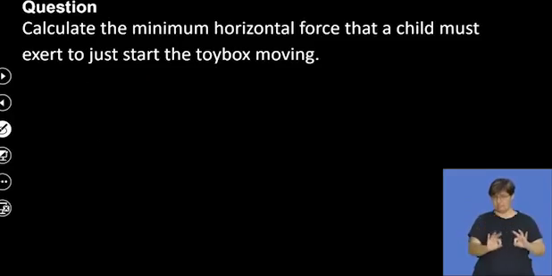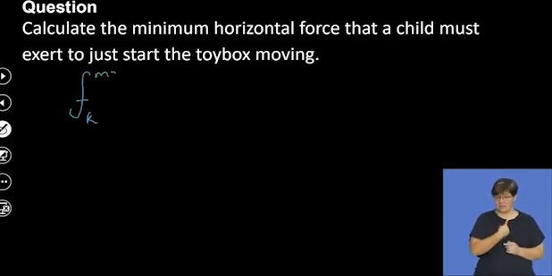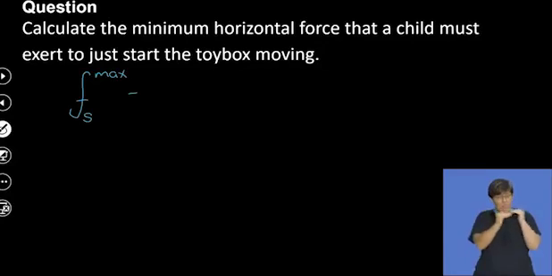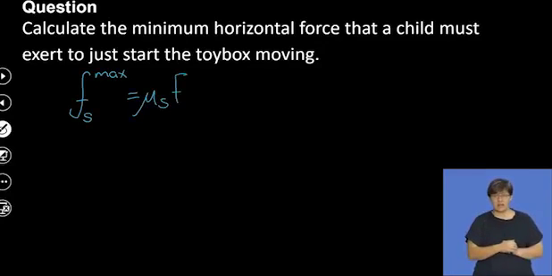Then they say, calculate the maximum horizontal force that a child must exert to just start the toy box moving. Just start moving, maximum static friction, okay? So they're saying to you, what is, that should be an S, not a, okay? So they're going, I need to know maximum static friction, because as it just starts to move, my applied force is equal to my maximum static friction. We know that that's going to be mu s Fn.